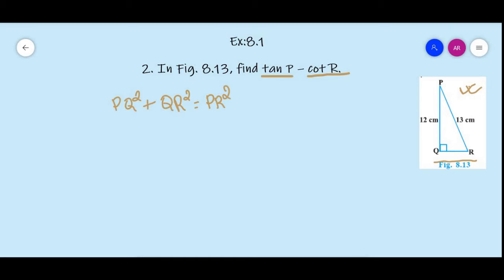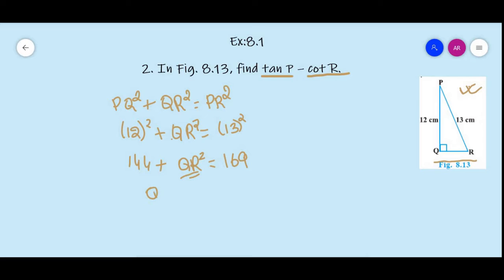Alright. In here also we know the value of PQ. It's 12 centimeters. So it's going to be 12 square plus QR square, where QR is unknown. So let it be QR. We are not going to change it now, and let's substitute the value of PR. What is it? 13. So it's going to be 13 square. Alright, so 12 square is 144, and then QR square as it is, and then 13 square is 169. In order to get the value of QR, if we send this 144 to the right hand side, we are going to get the value of QR square.